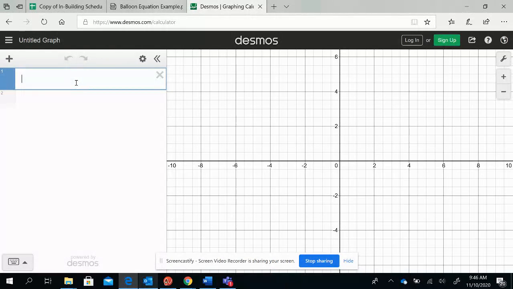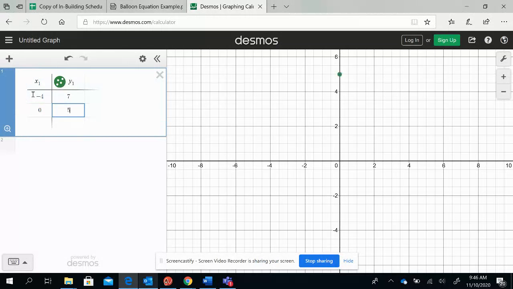and we're going to choose table. You can type the word table, or you can hit the plus symbol right here. It gives you the same thing. And the coordinates, let's see, I got -4 and 7, 0 and 5, and it was 4 and 3. So those are the coordinates that I have.